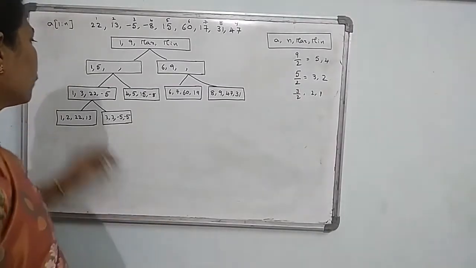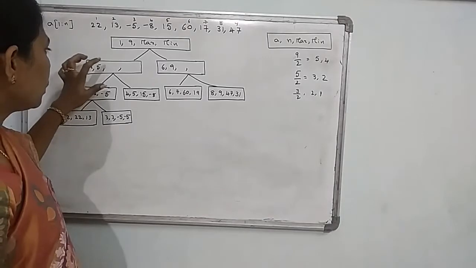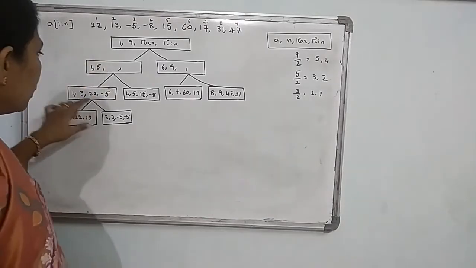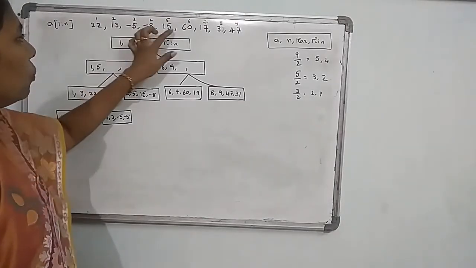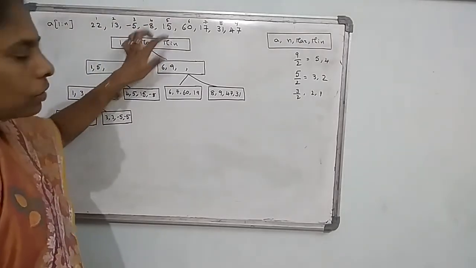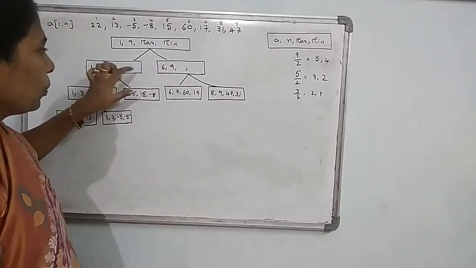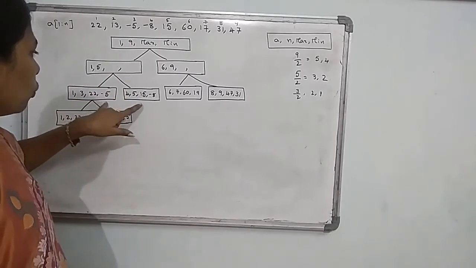Okay, now we will come to this point. In that 1 to 5 elements, within the 1 to 5 elements, what is the maximum element and what is the minimum element? So already this is divided into 2 parts.